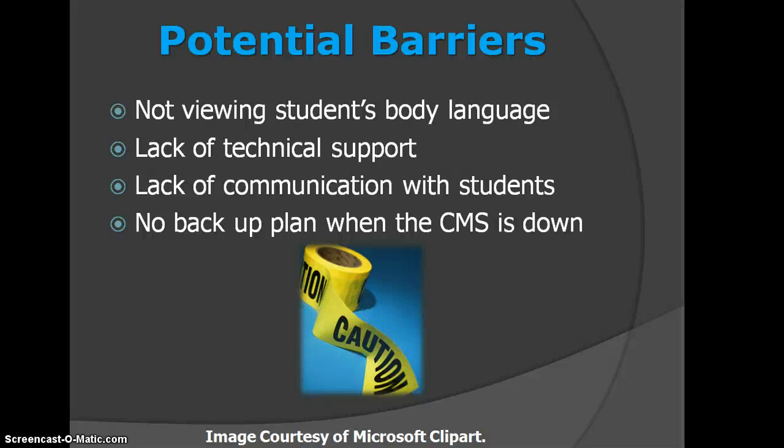Number 3 is lack of communication with students. If the instructor is not communicating with the student, for example, providing feedback, using a rubric or grades, using email or announcements or the discussion board, it tends to allow the students to think that they're not cared about. And the last is not having a backup plan when the CMS is down. You need to have a backup plan. For example, have the students email you if the CMS assignment course link is down. So that's all that we have here for our presentation.